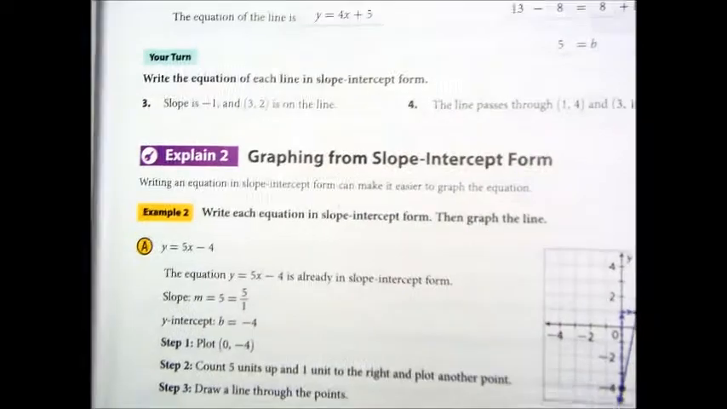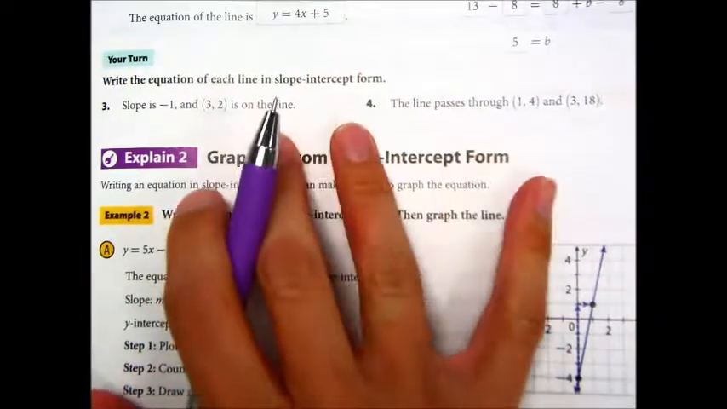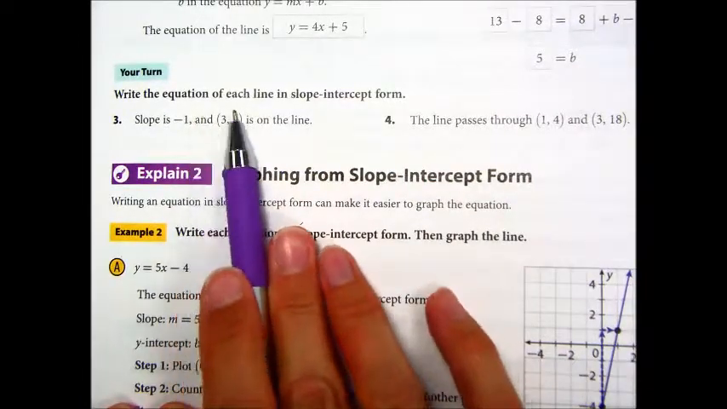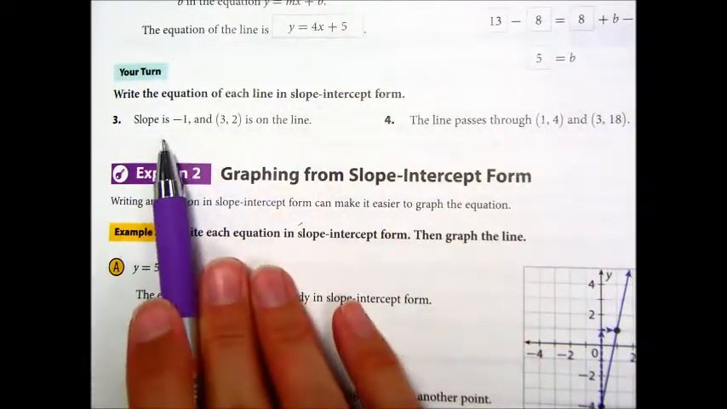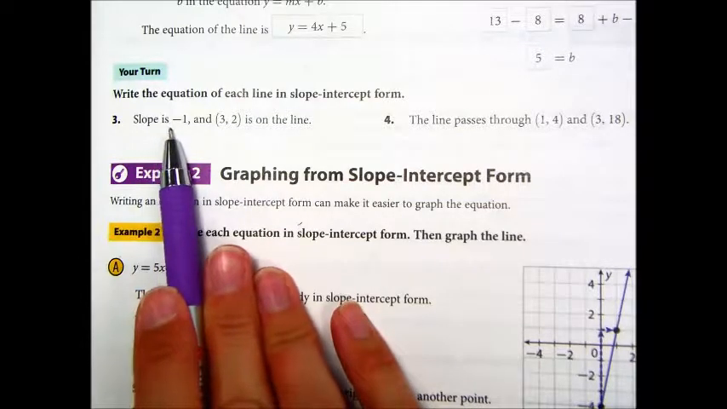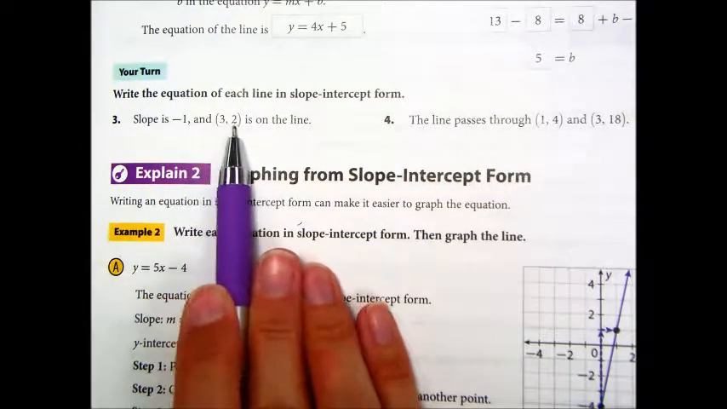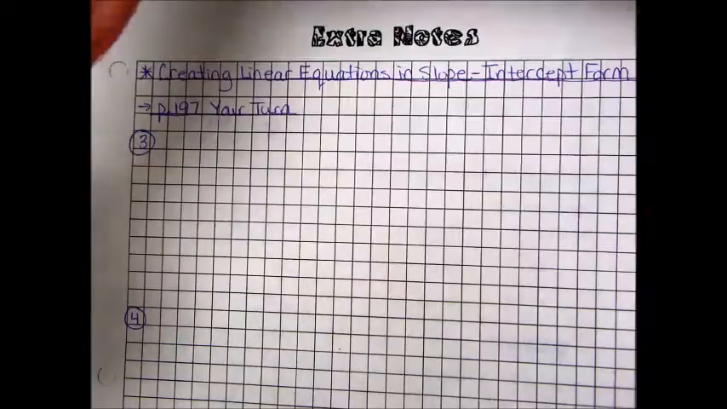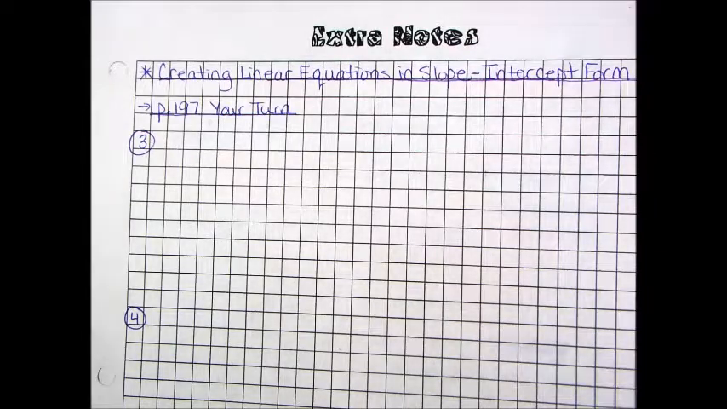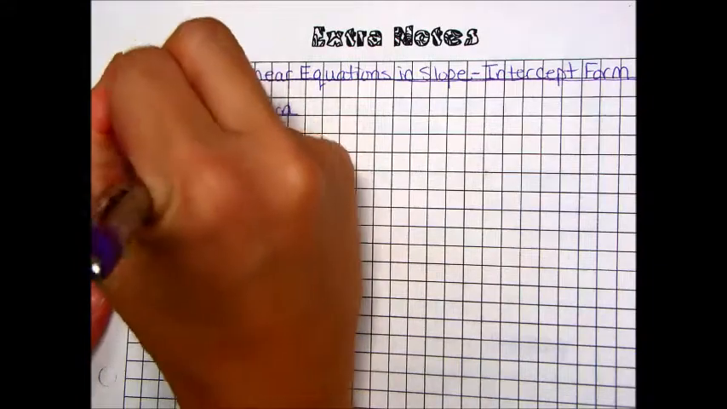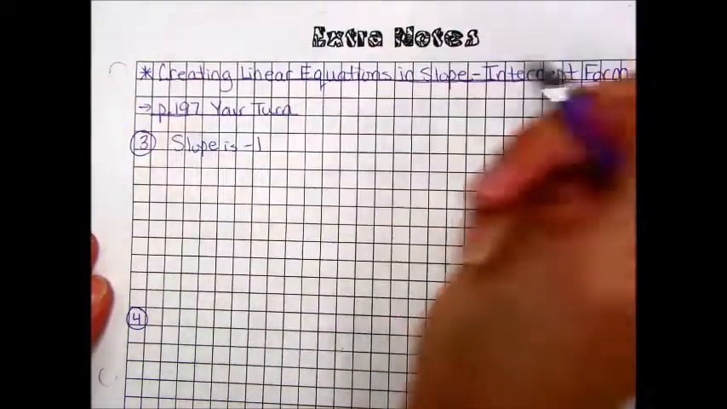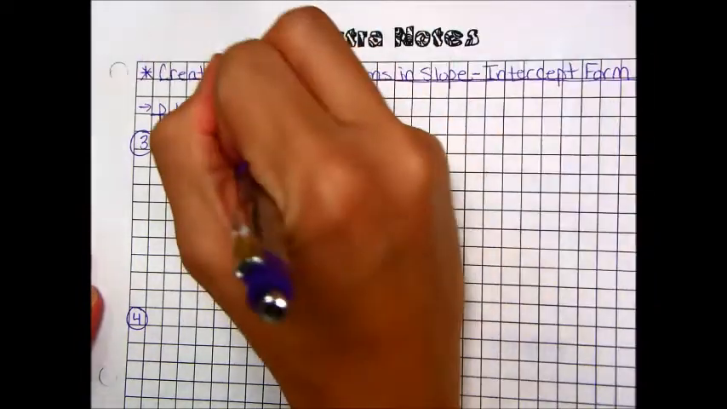So what's going to happen in some of your problems is they're not going to give you an equation right off the bat. You're going to have to create it. So it says write the equation of each line in slope-intercept form, and look at what they've given you in number 3. They're telling you the slope is -1 and 3, 2 is on the line. So I'm going to make a note here of what information I was given in number 3. They're telling me the slope is -1. So in other words, that's my m.